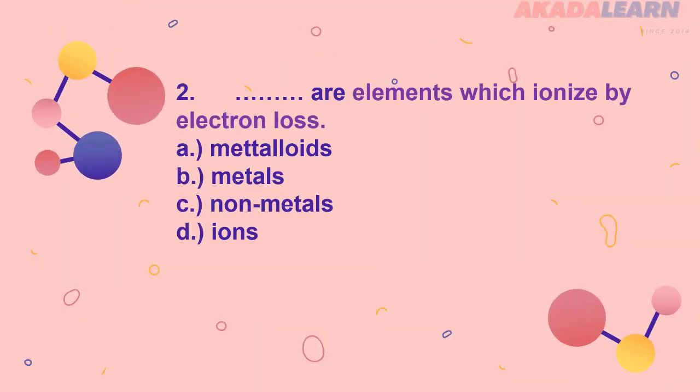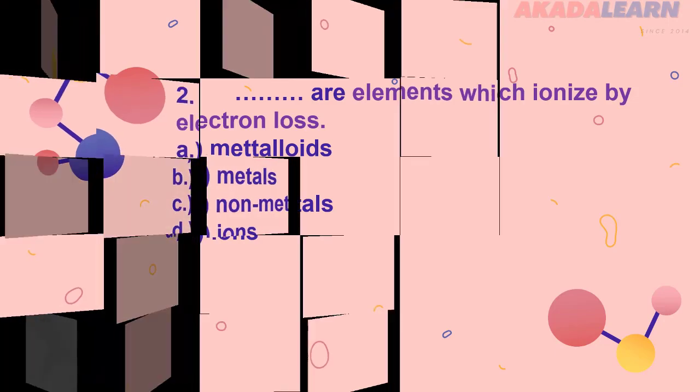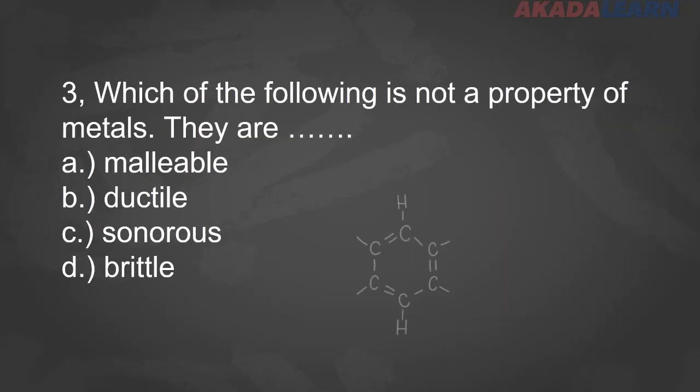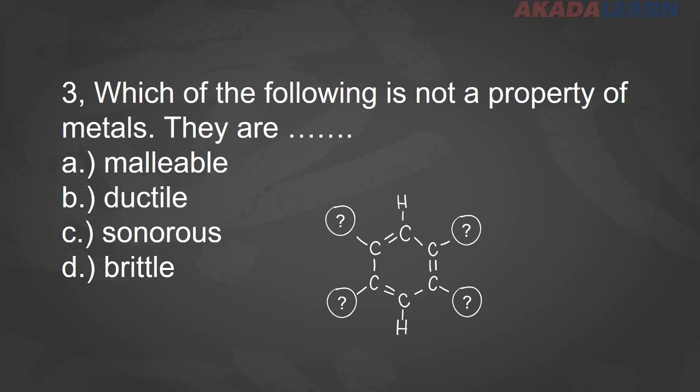Number 2. Dash are elements which ionize by electron loss. A. Metalloids. B. Metals. C. Non-metals. D. Ions. Number 3. Which of the following is not a property of metals? They are A. Malleable. B. Ductile. C. Sonorous. D. Brittle.